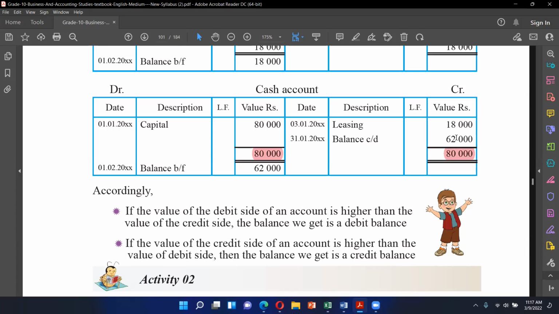The total is put on the side that is larger, debit or credit. Right? You put 80,000 for both sides and you take the difference. So 80 minus 18, 62,000, and you put the month end date, 31st Jan. Put month end date and you write balance carried down. The next month, first day, balance brought forward.